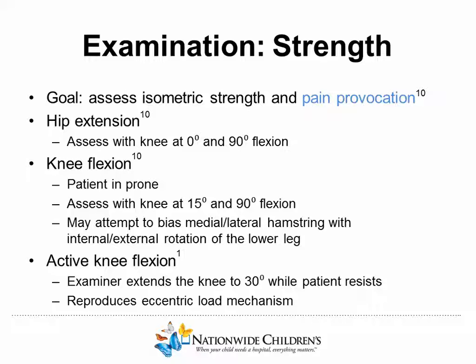And then the active knee flexion test, which is the patient in prone, and you can have their knee beginning at 90 degrees of knee flexion, and then the patient is going to resist you as you extend their knee slowly down to 30. So that's really going to recreate that eccentric load mechanism, check out the strength of the hamstring while they are eccentrically contracting.